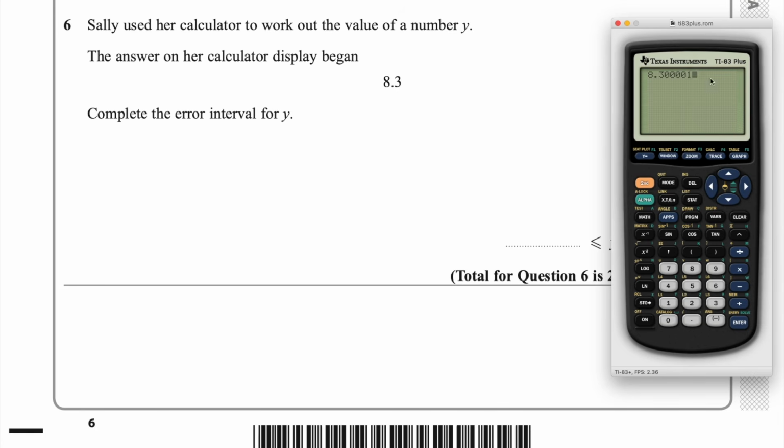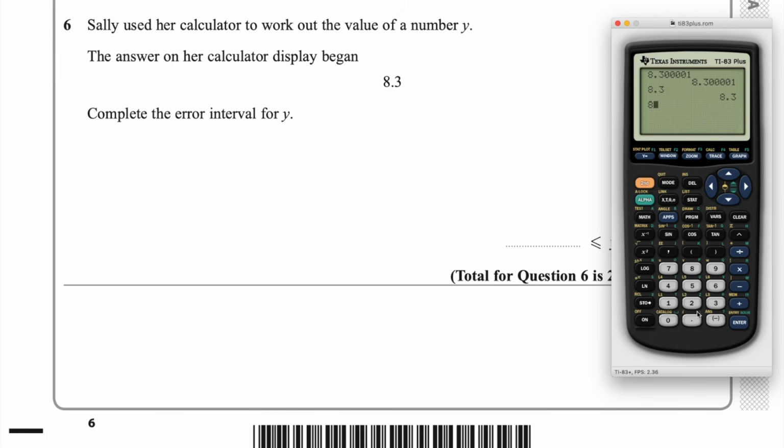You could keep going into infinity essentially. So it could be 8.30000 and so on, and then a 1 right at the end. So basically any value just above 8.3 is fine, or even 8.3 would be fine as well, right? So if the answer was just 8.3, you'd still have 8.3 on your display.